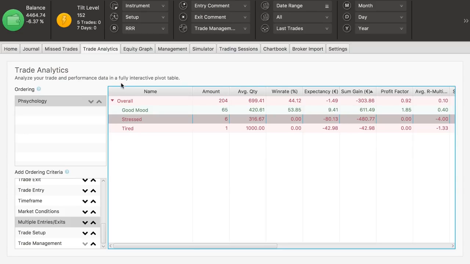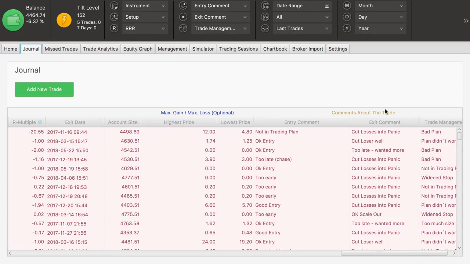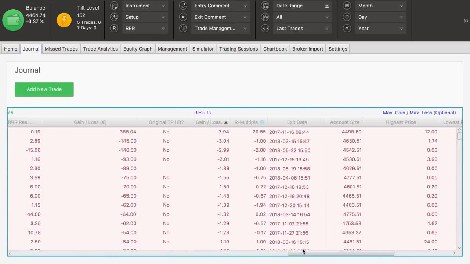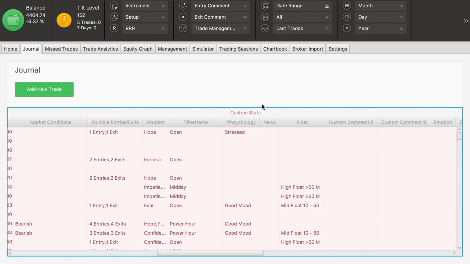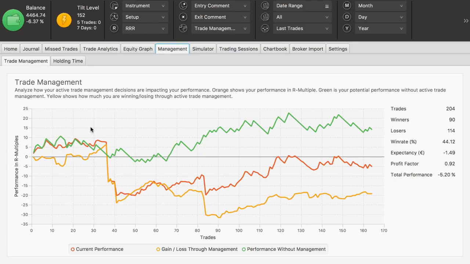And you can see there are so many things in Edgewonk that we can look at, but if a trader is in his early stages, then you don't need to worry about all the bells and whistles. In the beginning, it is enough that you start tagging your trades with trade entry, exit, and management comments. Use maybe 1 or 2 custom statistics to get an understanding of your trading overall. Make sure that you fill out all the input variables for that, activate then the trade management graph. And this will already give you so many insights into your trading.